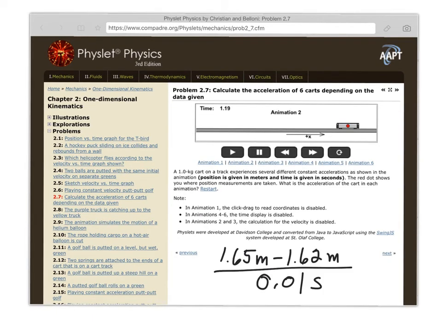This is what I got. 1.65 at the end. If I step it back that 1/100th of a second, it goes back to 1.62. So you see, in the beginning, it didn't move at all for at least 1/10 of a second. And here it moved 0.03 meters in 1/100th of a second.